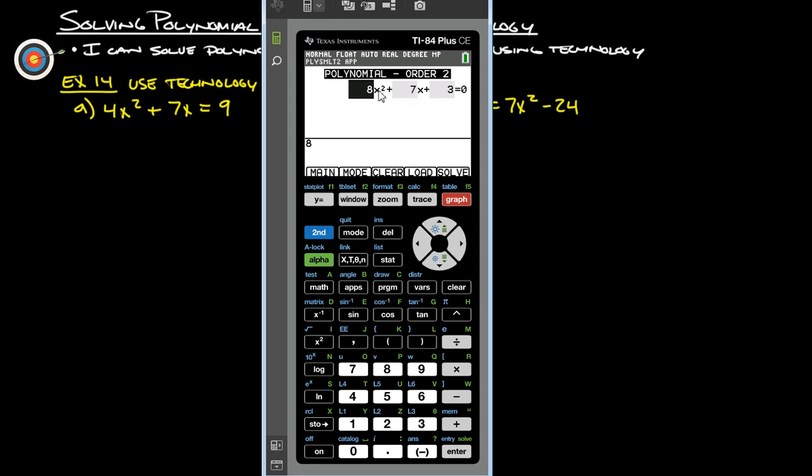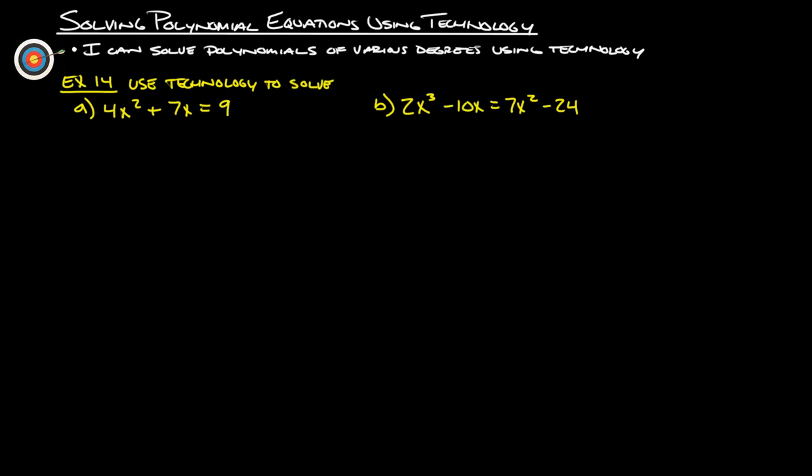Basically we're going to enter in all of our numbers. But notice, this is important: it's got to be set equal to 0. Right now ours is set equal to 9, so we have to subtract 9 from both sides. So we have 4x squared plus 7x minus 9 equals 0. You always want to write it in order of power. The highest power goes first, then the next highest power, and then all the way down to the constant.